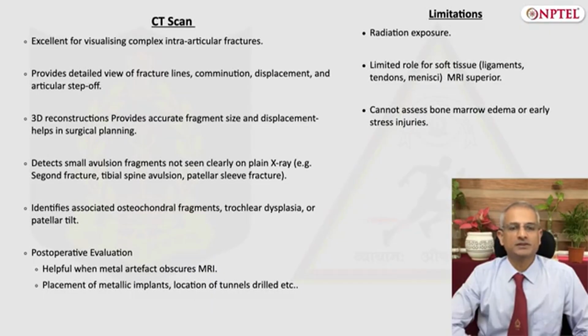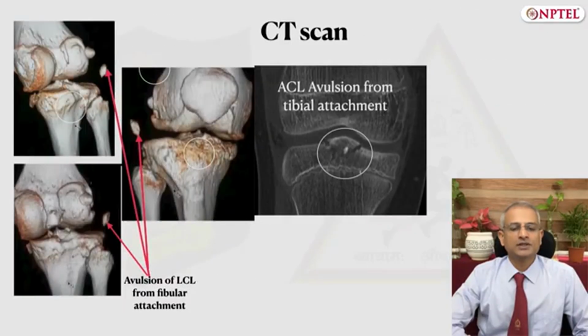Despite its advantages, CT scan has certain limitations. It exposes the patient to large amounts of radiation. It has limited role for soft tissue visualization of ligaments, tendons, menisci, where MRI is definitely much superior. It cannot assess bone marrow edema or early stress injuries. Now this slide shows how subtle injuries can be picked up on a CT, which cannot be easily seen on an X-ray, like the fibular avulsion of LCL or the ACL avulsion injuries.